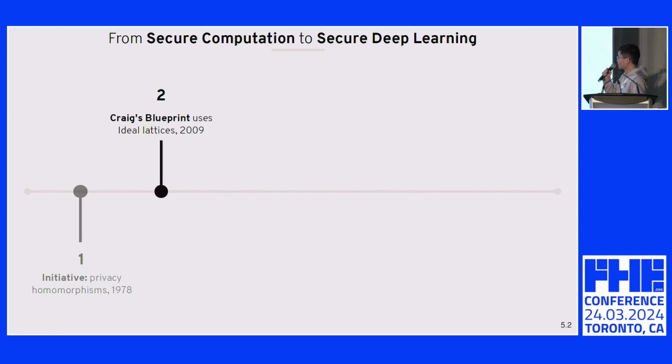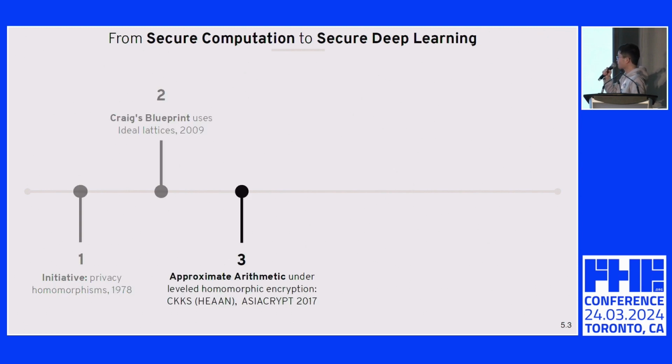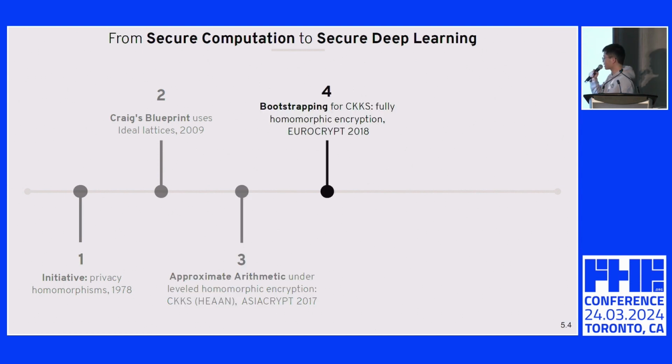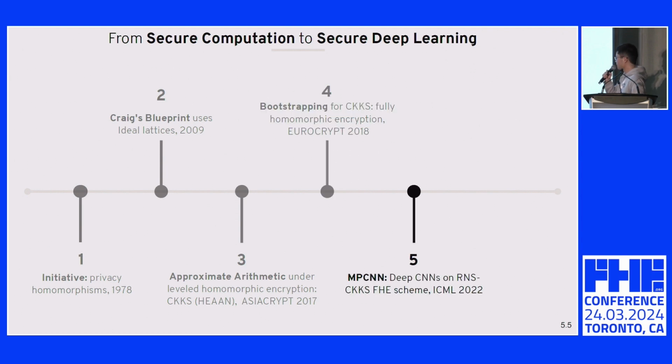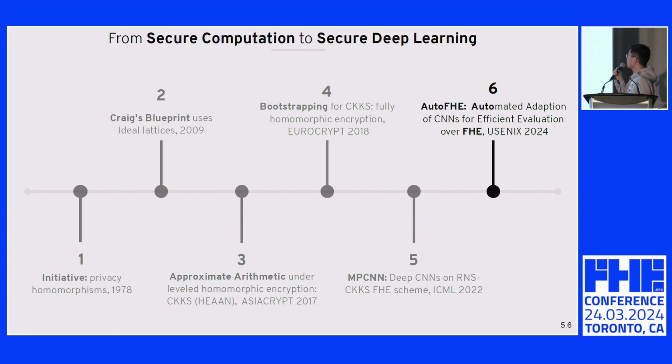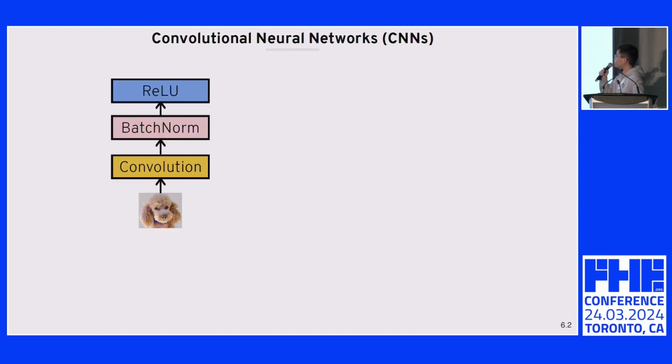This is a history of secure computation to secure deep learning. In our work, we use the CKKS framework because CKKS can encrypt real numbers and complex numbers. It's a great fit for neural networks. And recently, MPCN successfully demonstrated deep convolutional neural networks under the CKKS FHE scheme. So we propose AutoFHE. AutoFHE can automatically transform any convolutional neural network so that we can evaluate the convolutional neural networks under CKKS FHE.